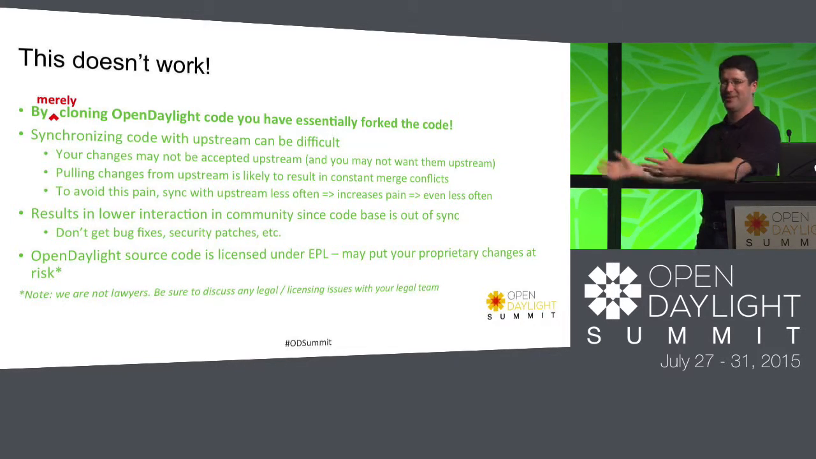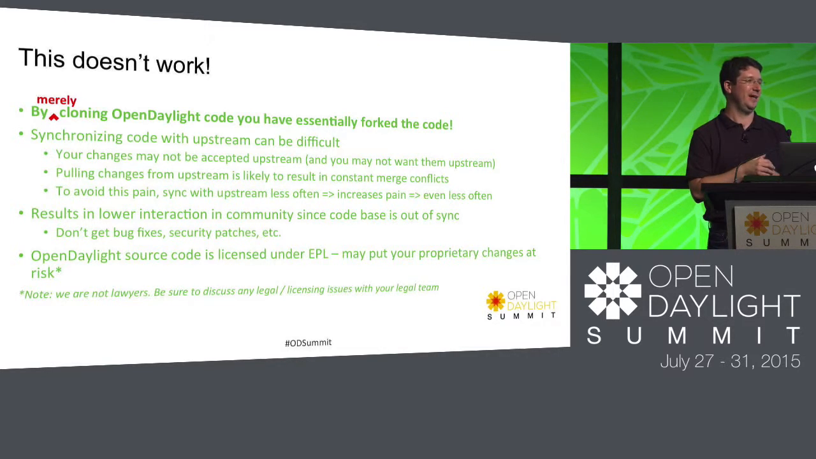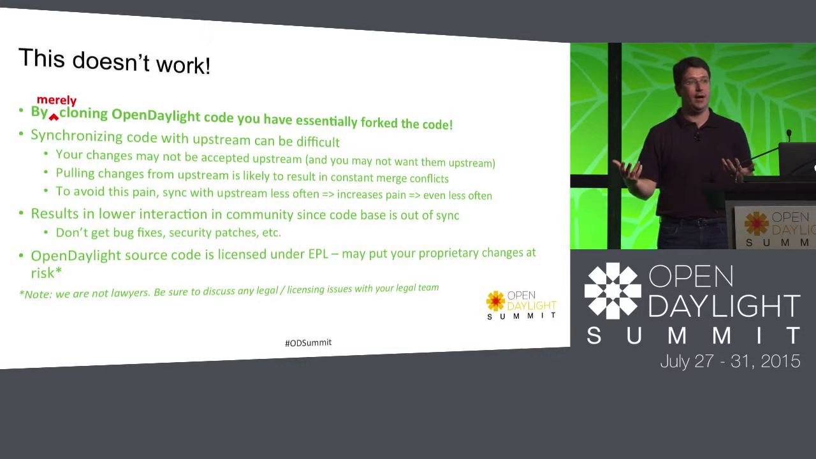There's also this other note, and I'm not a lawyer, and this is not legal advice. The OpenDaylight source code is all licensed under the Eclipse Public License. The Eclipse Public License has what's called weak copyleft, which is to say that you can be compelled under certain circumstances to release modifications you make to upstream code if you ship it as part of a product. So by doing this, you might actually be exposing yourself to giving away your IP and your source code, in addition to the fact that it's just technically the wrong thing to do.